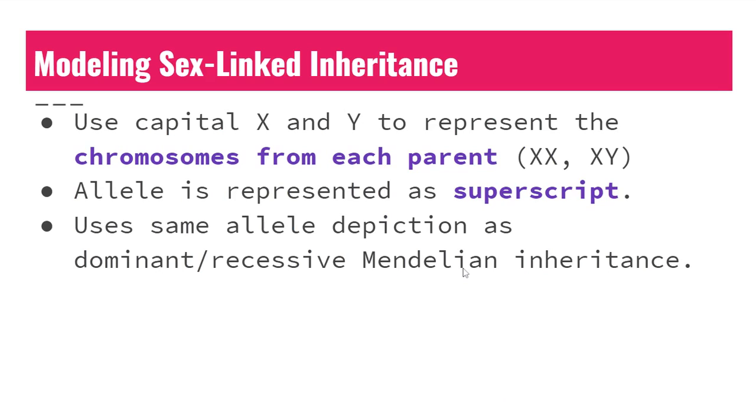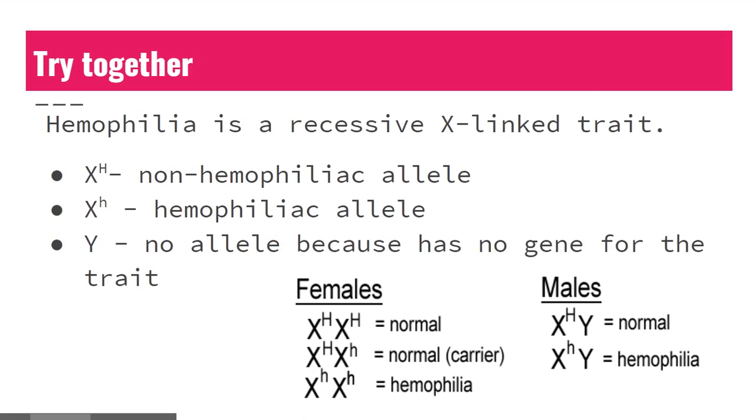We're going to use the same allele depiction in terms of dominant and recessive and Mendelian inheritance, meaning we're going to go back to, let's use the same letter. Capital means dominant, lowercase of this letter means recessive. But now we're going to see that capital or lowercase version acting as a superscript next to my X's and Y's. So let's look at that. We're going to pick on hemophilia. So this is the clotting disorder.